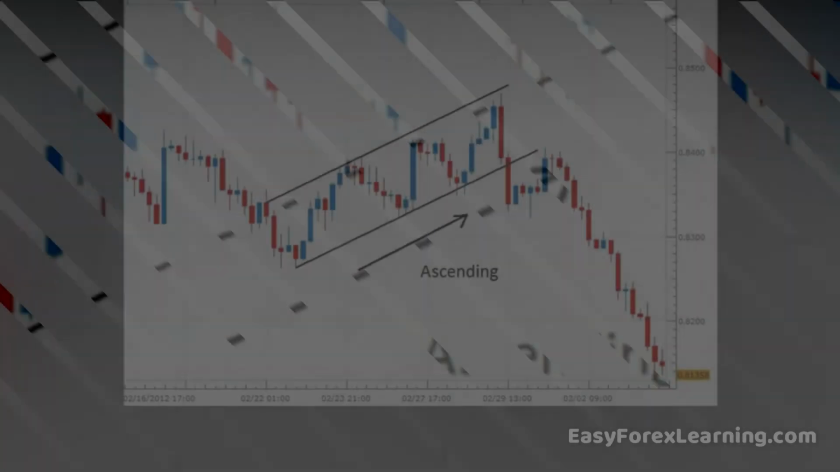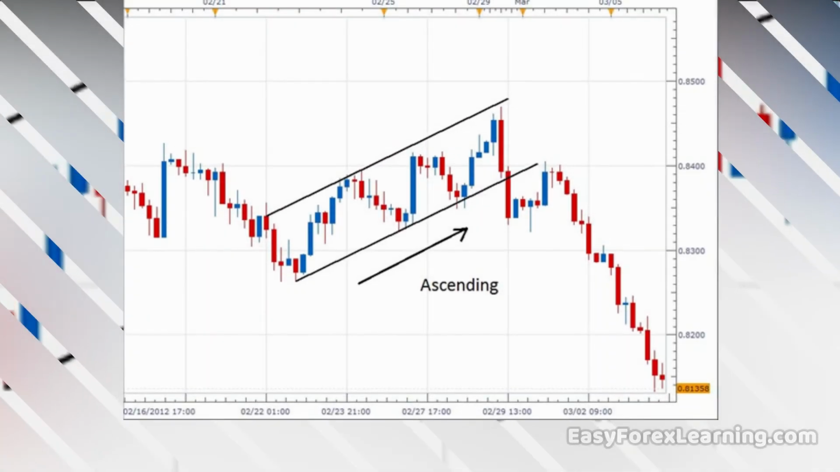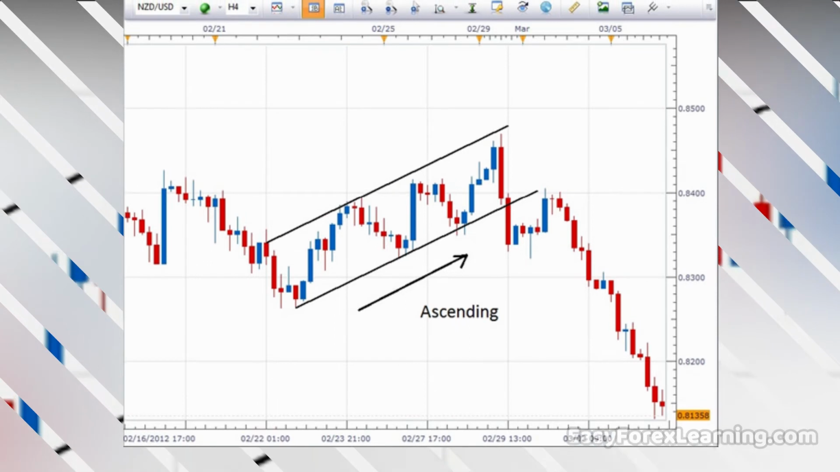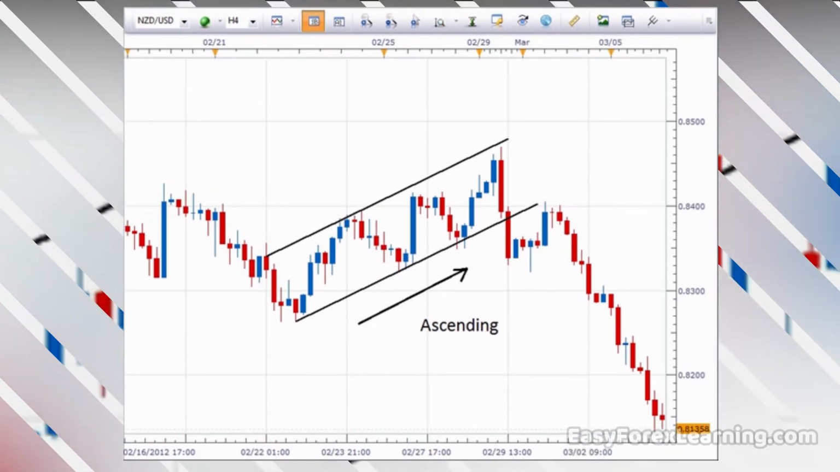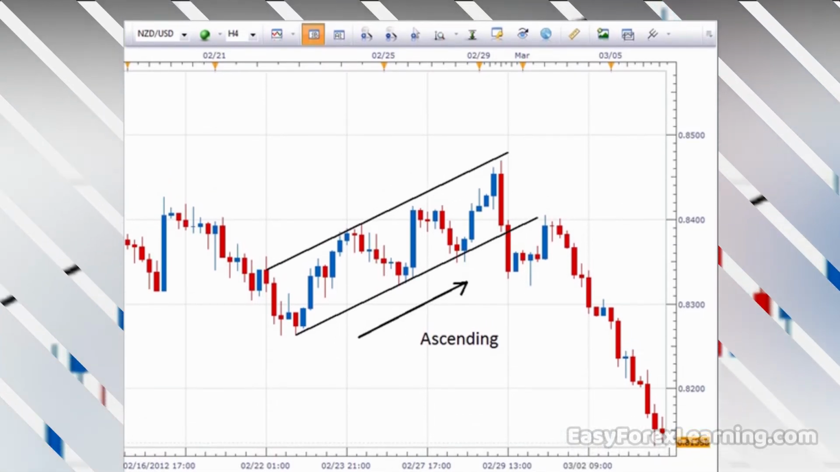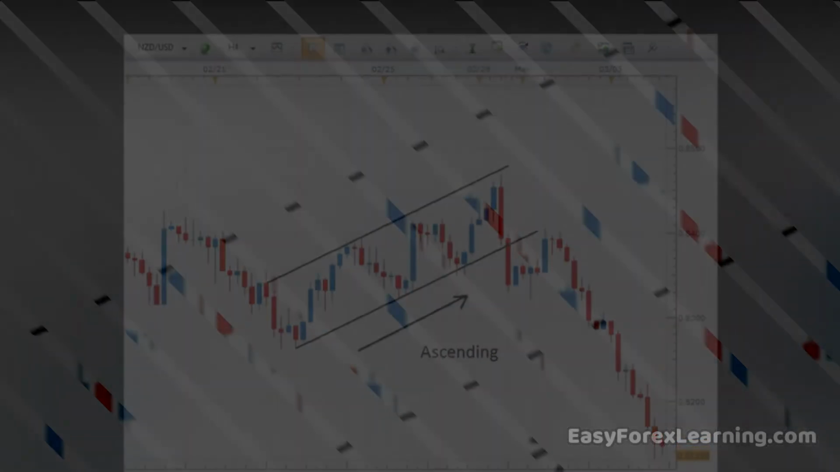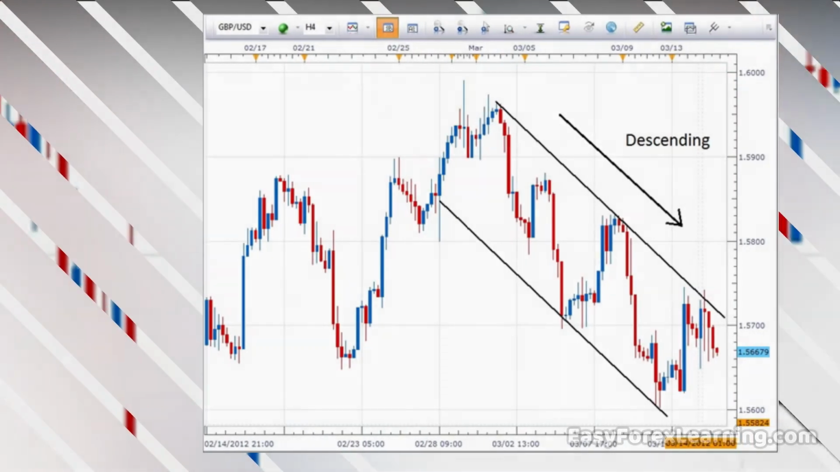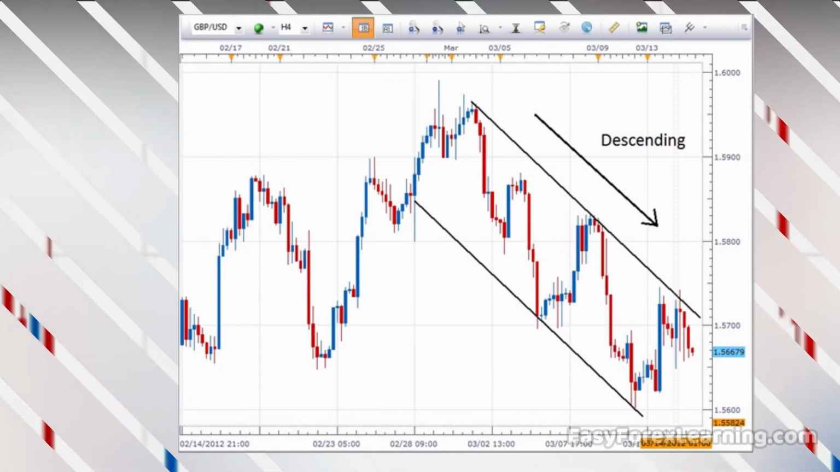Types of trend channels. There are three types of channels: ascending channel, higher highs and higher lows; descending channel, lower highs and lower lows; horizontal channel, ranging. Some traders prefer to use the terms rising channel for an ascending channel and falling channel for a descending channel.